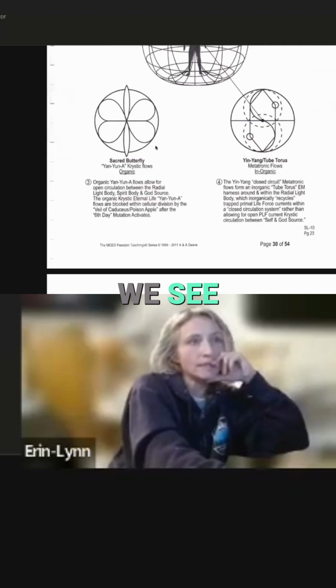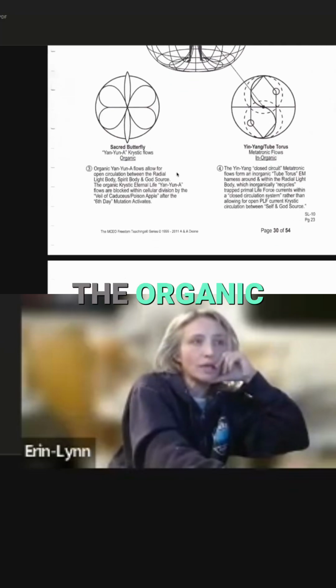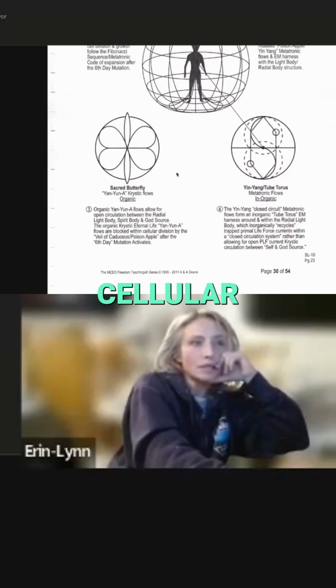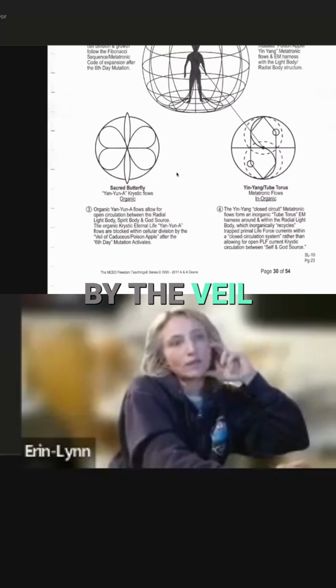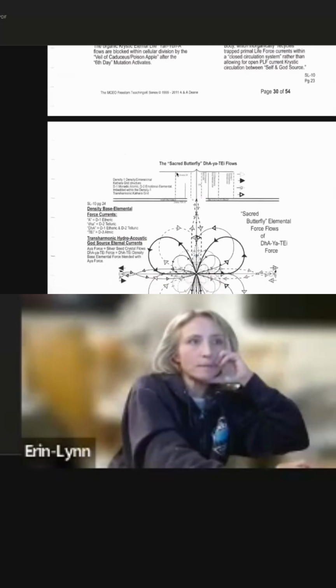Over here we see the sacred butterfly, Yan Yun A, Christic flows, the organic flows. Organic Yan Yun A flows allow for open circulation between radial, light body, spirit body, and God source. The organic Christic eternal life Yan Yun A flows are blocked within cellular division by the veil of caduceus / poison apple after the 6-day mutation activates.